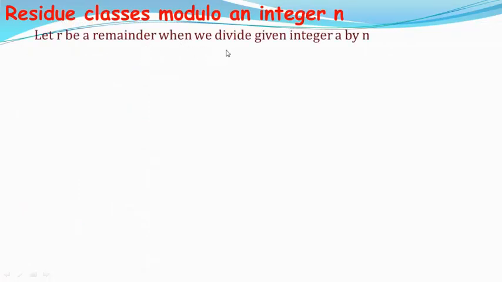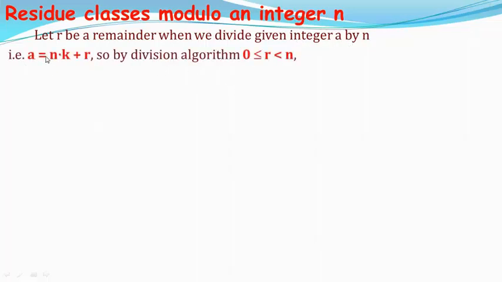Now next one, that is residue classes modulo an integer n. So let R be the remainder when we divide a given integer A by n, that is A is equal to n into k plus R. So by the division algorithm we must have 0 is less than or equal to R is less than n. So here R is the remainder, which is always greater than or equal to 0 and less than n. So the possible values of R are 0, 1, 2 up to n minus 1. So these are the possible values of R.